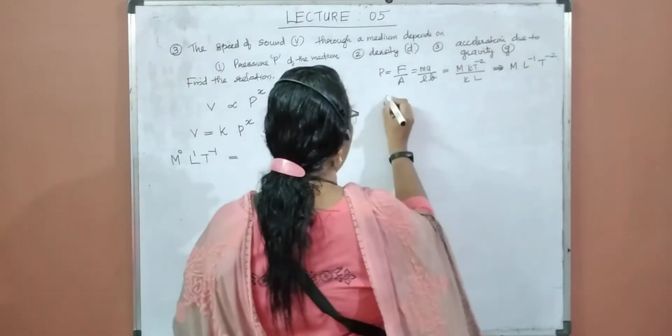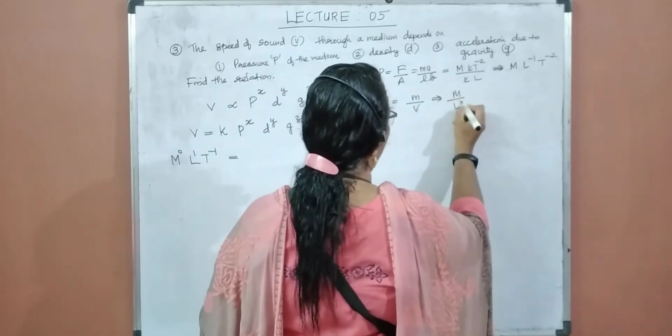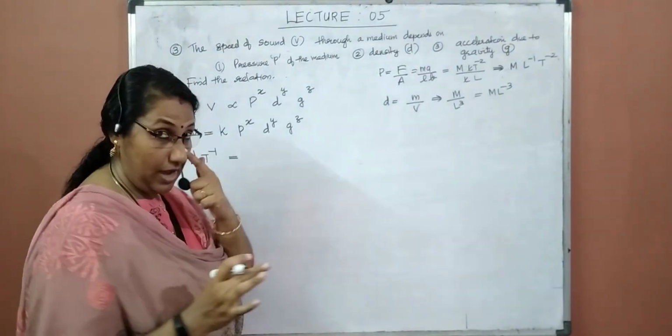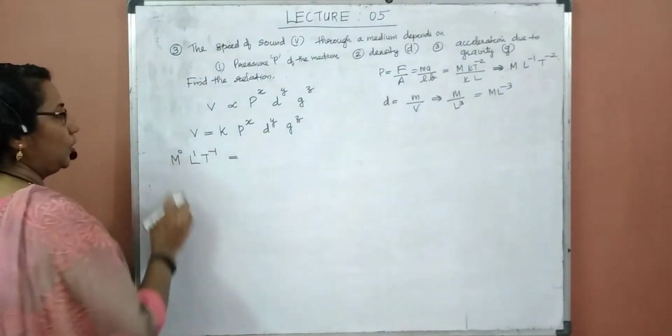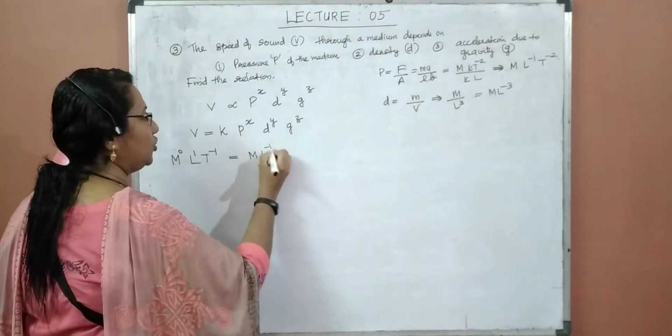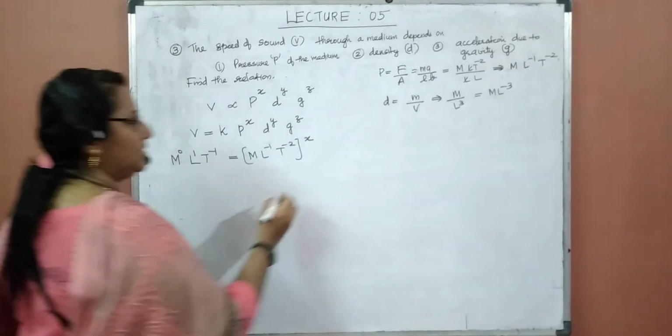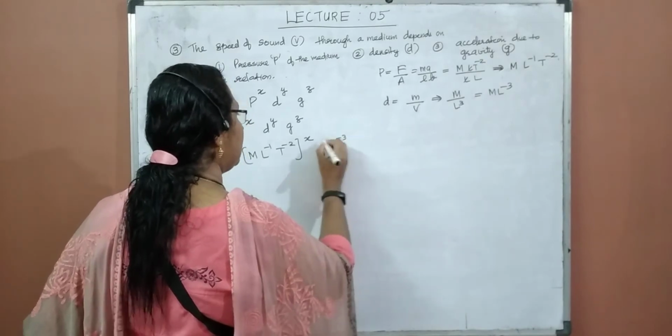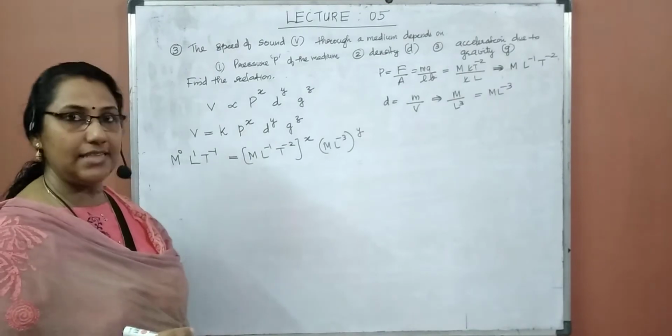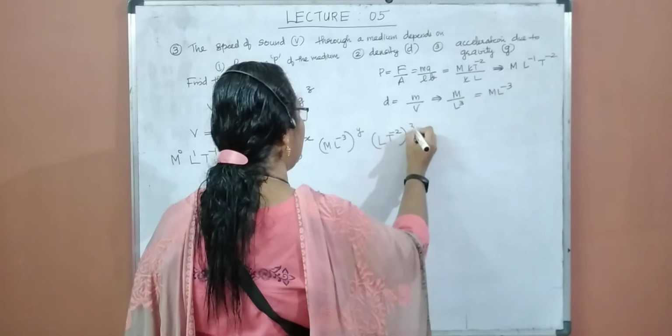Similarly, what about density? Mass by volume. So we will get M by L cube, M L raised to minus 3. Is it clear? We have already discussed these dimensions. So K has no dimension, pressure is M L raised to minus 1, T raised to minus 2, the whole raised to x. Density is M L raised to minus 3, the whole raised to y. And acceleration due to gravity is an acceleration, so L T raised to minus 2, the whole raised to z.